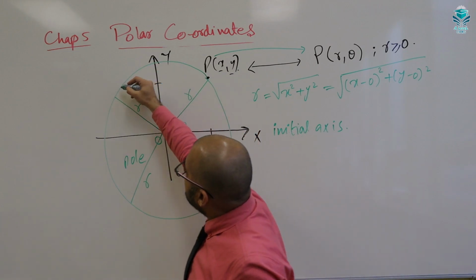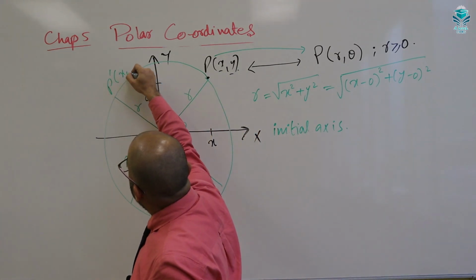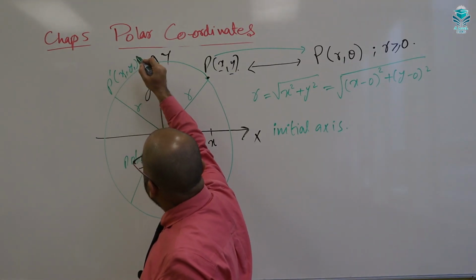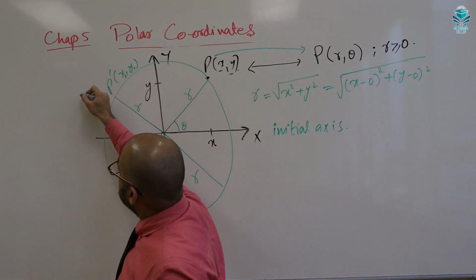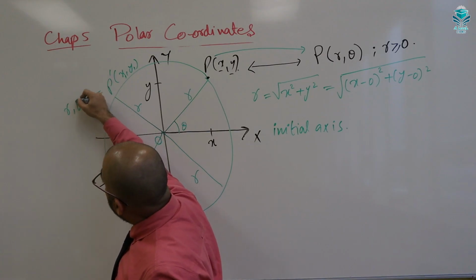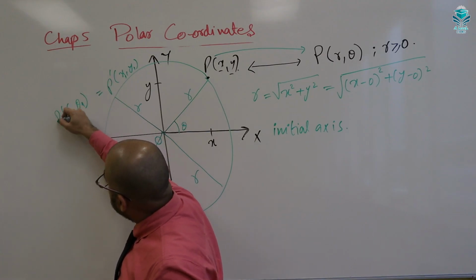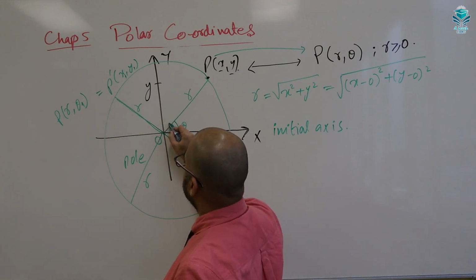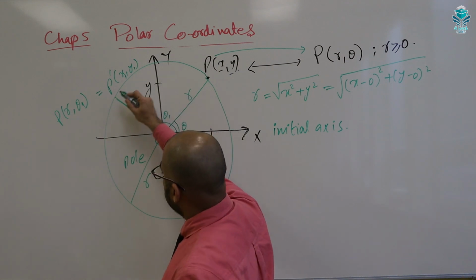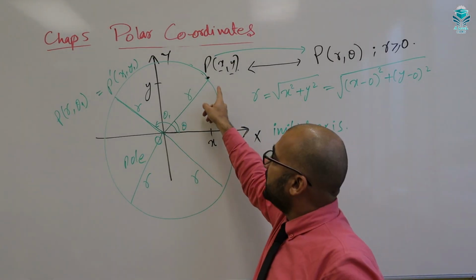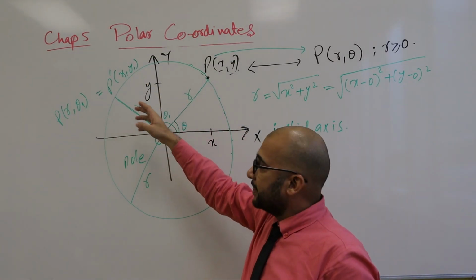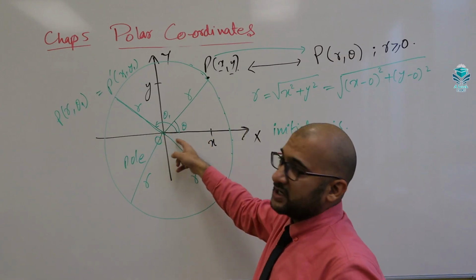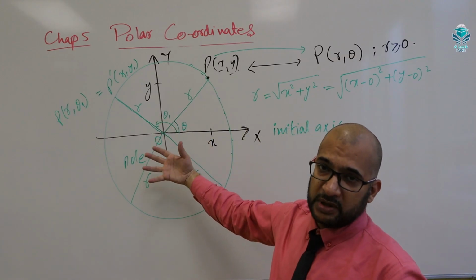Let's say you take another point P dash with coordinates x1 and y1, then its polar representation is r, theta 1. The distance is fixed at r, but here this angle will be theta 1. So you will see that a point that lies on the circle makes an angle theta or theta 1 with the initial axis. That is the whole story behind it.